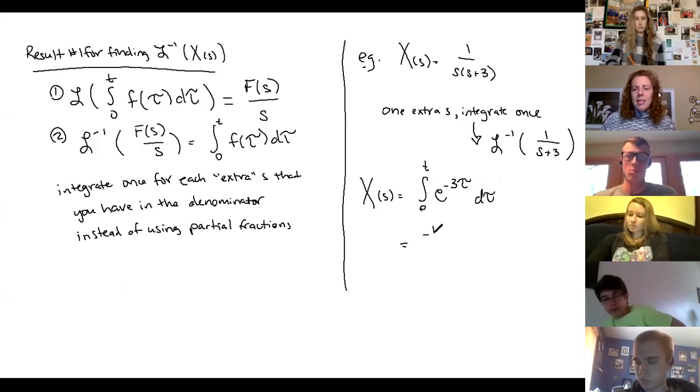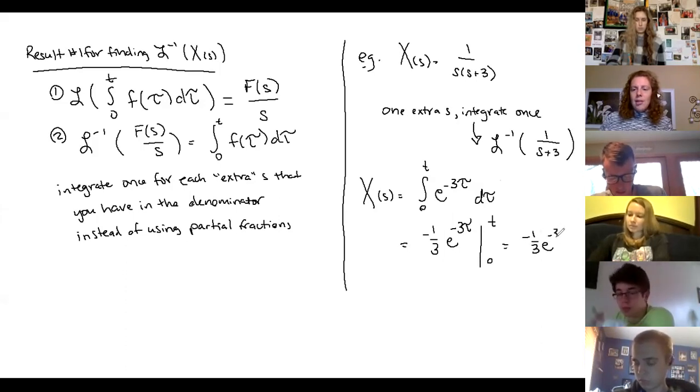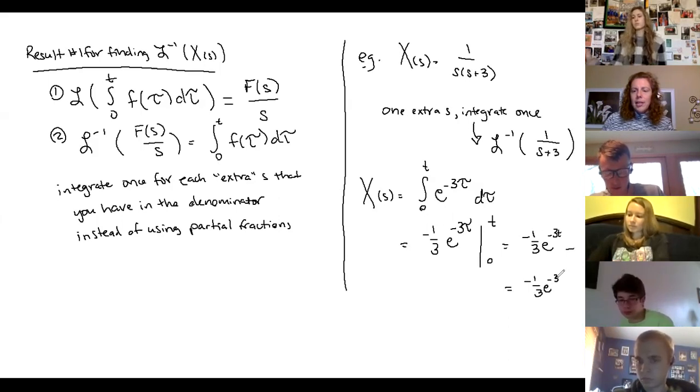Okay, that means I need a negative 1/3 out in front, e to the negative 3 tau, evaluated from 0 to little t. Remember how you find an antiderivative of e's. And then I just need to plug in and subtract. So negative 1/3 e to the negative 3t minus negative 1/3 e to the 0. So the final answer ends up being negative 1/3 e to the negative 3t plus 1/3.